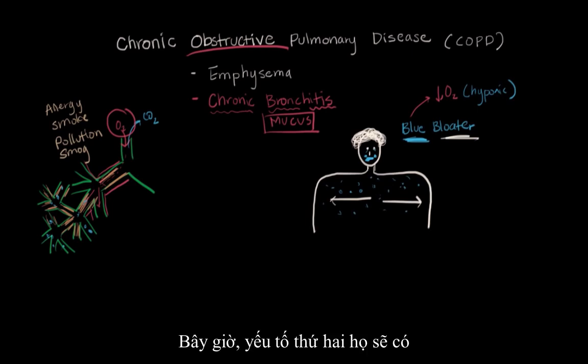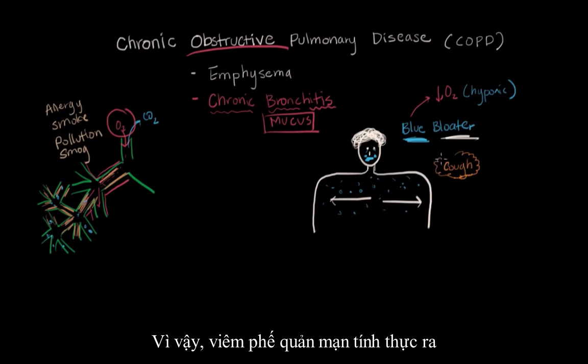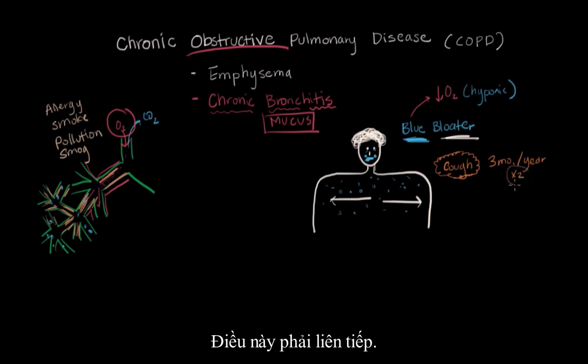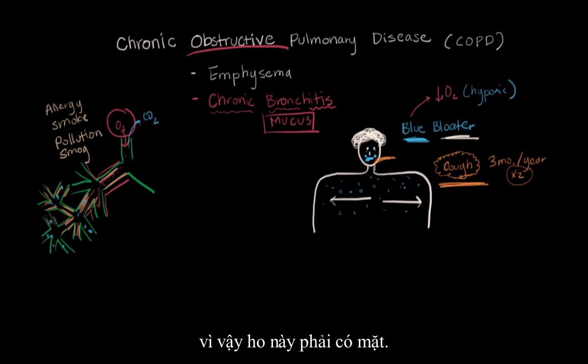Now the second component they'll have is a very nagging cough. Now this cough is actually part of the diagnosing criteria. So chronic bronchitis is actually diagnosed through the story. So they have to have a cough for 3 months out of the year for 2 years in a row. This has to be consecutive. And this cough has to be productive. So there has to be mucus, phlegm that they're coughing up. And that pretty much diagnoses chronic bronchitis. So this cough has to be present.